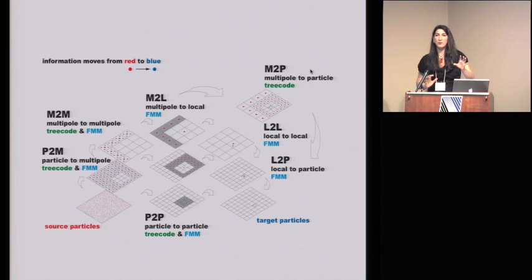The tree code does not do the local expansions. It goes straight from the multipole expansions to the particles and does what's called the multipole to particle interaction, and then finally gets the answer of the field just using multipole expansions.